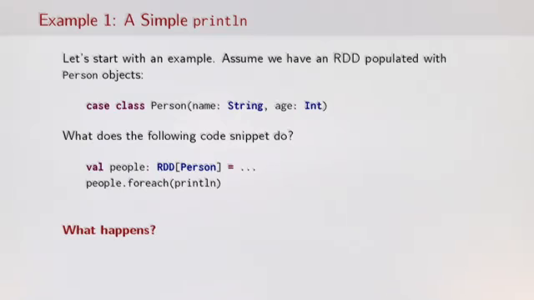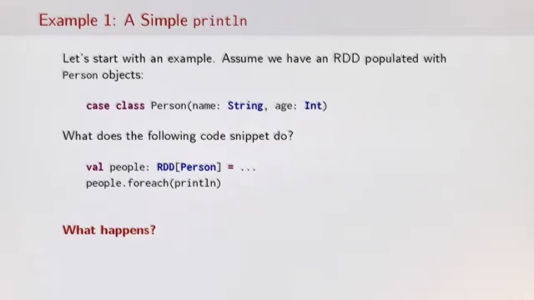So let's start with a simple example to try and motivate this. Let's say we have a case class Person. It's got a name, which is of type String, and an age, which is type Int. And let's say we have an RDD full of these Person objects. So we have an RDD called people. Now, if we say people.foreach(println), so we just want to print out all of the people in our RDD, what happens? I'm going to give you a minute to think about it, or maybe even to look back at your previous notes.